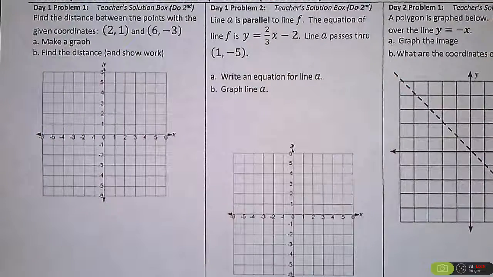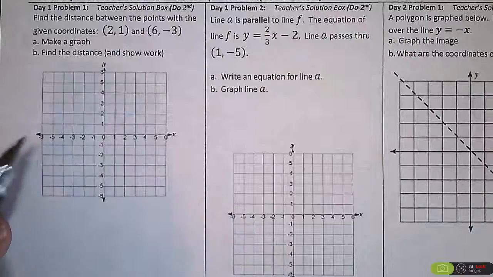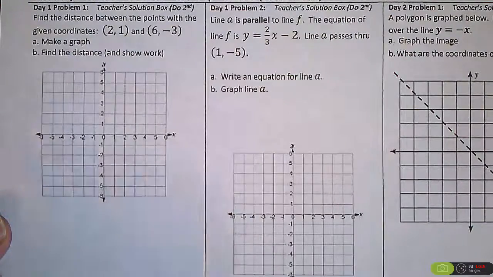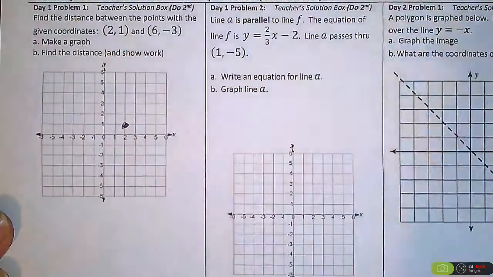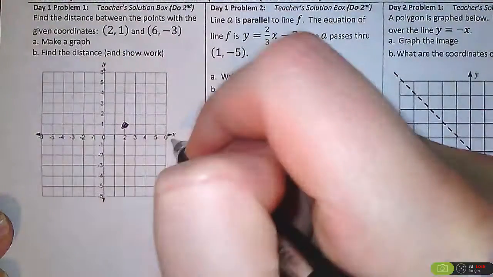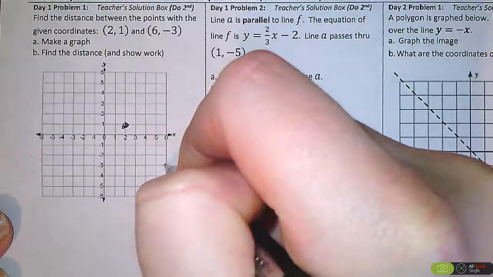Here's the answer for day 1, problem 1. Find the distance between the points with these coordinates. Make a graph and find the distance showing work. So 2, 1 is located right there, and 6, -3 is located here.